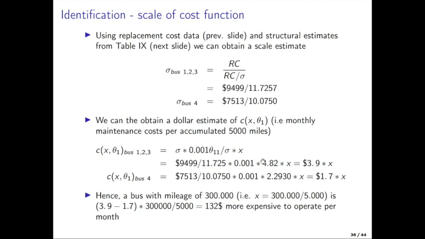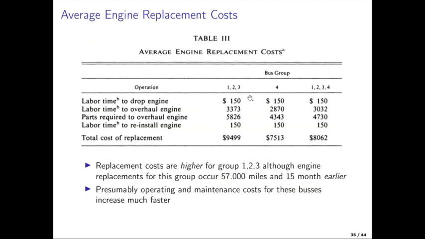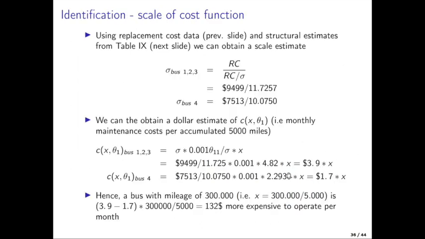Put that in, and then you just do the math, and you get $3.9 times x, where x is the mileage bin. Whereas for bus group number 4, where the replacement costs were lower, you have $1.7 times x. It actually makes a little bit of sense, because this is a more homogeneous group of buses compared to the other one, so it makes sense that the epsilons have a lower variance in that group.